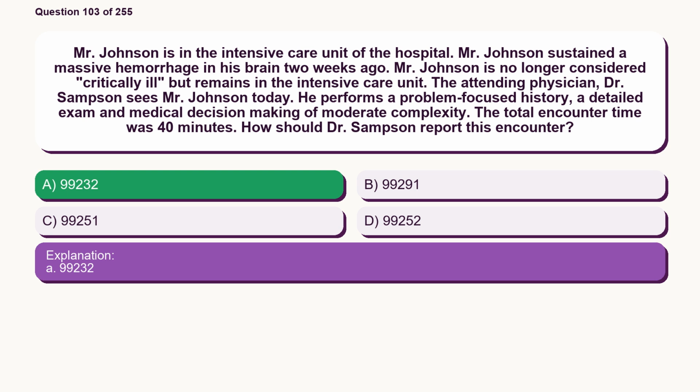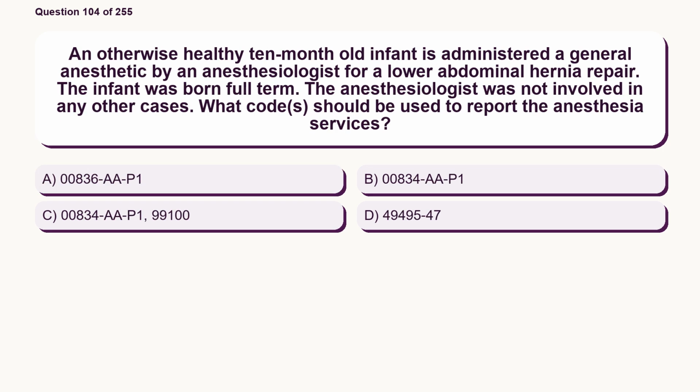Question 104. An otherwise healthy 10-month-old infant is administered a general anesthetic by an anesthesiologist for a lower abdominal hernia repair. The infant was born full term. The anesthesiologist was not involved in any other cases. What code or codes should be used to report the anesthesia services?